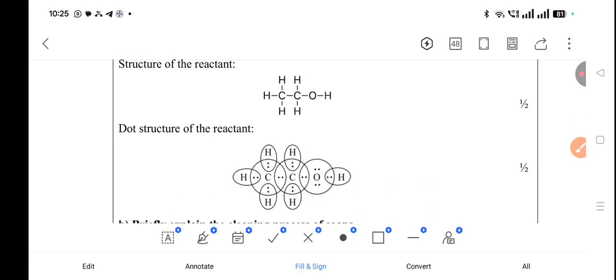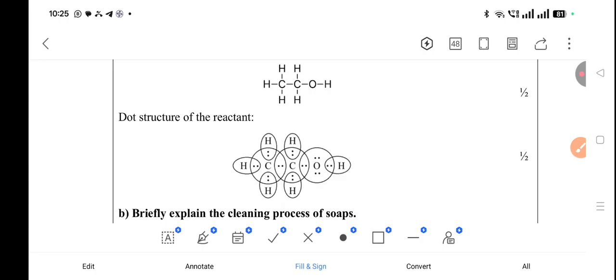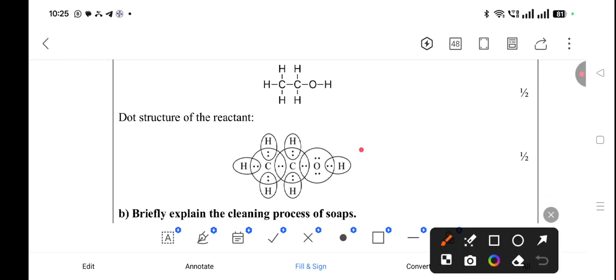Then the dot structure of C2H5OH. See there, for 2 carbon atoms, 5 hydrogen atoms are arranged, and in between the carbon atoms a single bond is there. And oxygen forms bonds in between the carbon and also the hydrogen. So this is the dot structure of ethanol.